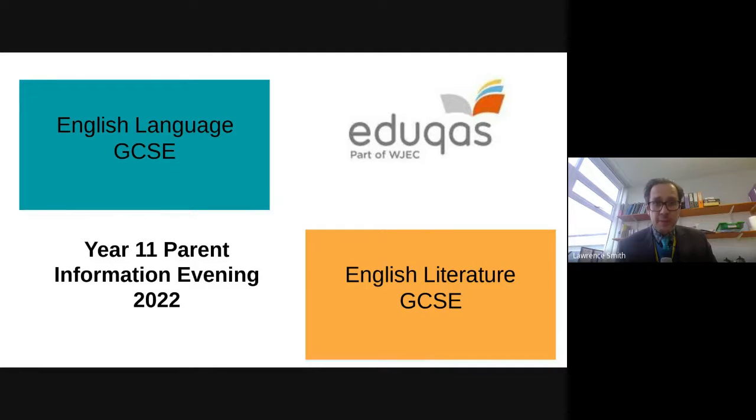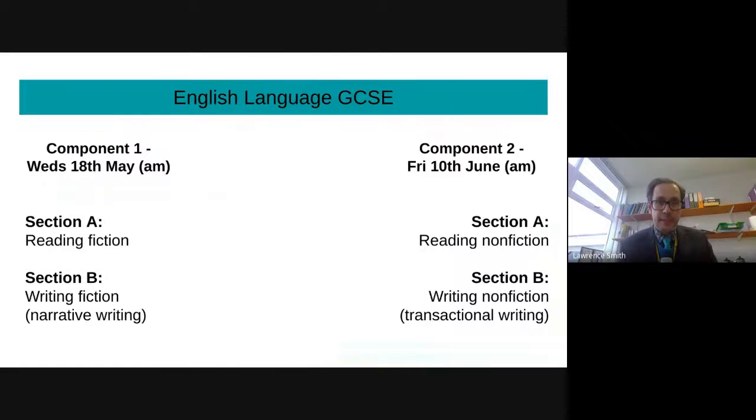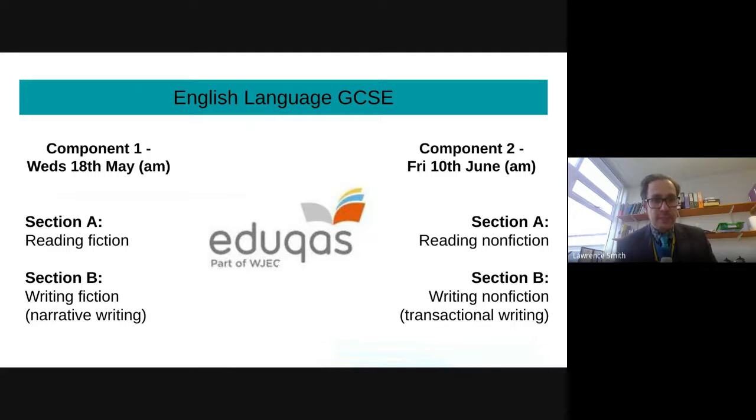I'm Mr. Smith and I'm here to talk to you today about English language and English literature. So English is split up into two components. English language is the first qualification, and that's going to be split up into two papers. Component 1 will take place on Wednesday, the 18th of May in the morning, and component 2 will take place later on Friday, the 10th of June in the morning.